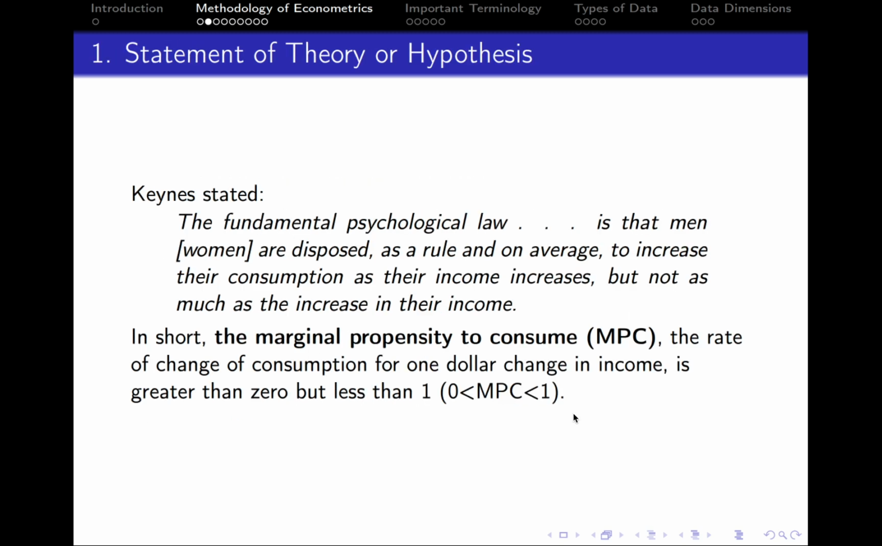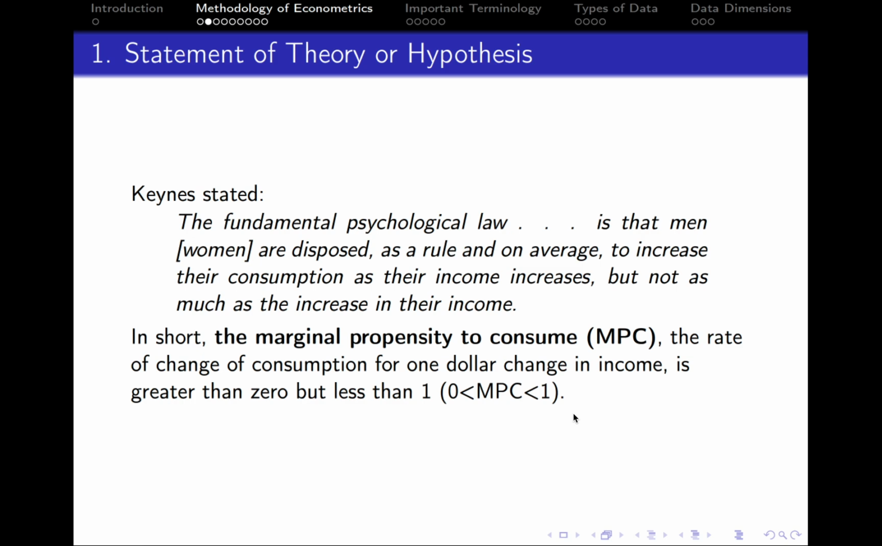So in the first step, obviously, we need to do some statement of theory or hypothesis that we would like to test. And as an example, I've chosen the marginal propensity to consume theory that I believe that all of you are familiar with. We discussed it during the class of economic analysis, and you should have discussed it during the class of macroeconomics. So the first time this theory was stated by Keynes, and it sounded as follows: the fundamental psychological law is that men and women are disposed, as a rule and on average, to increase their consumption as their income increases, but not as much as the increase in their income.